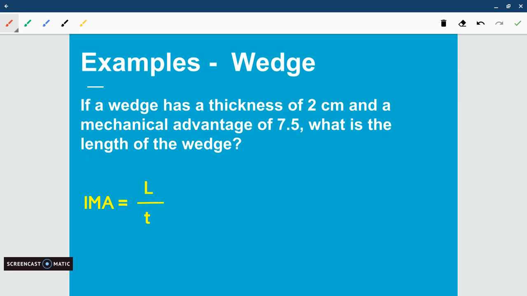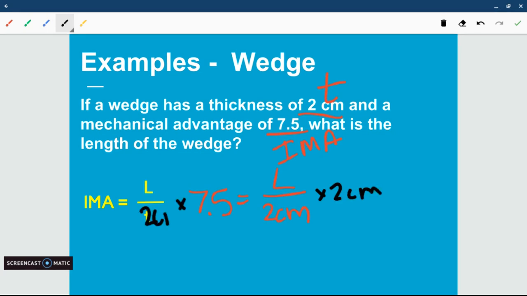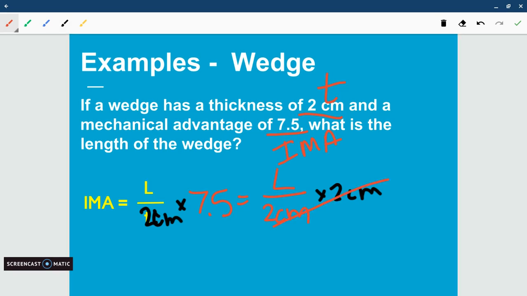What about the length of a wedge? I see that this is a thickness of 2 centimeters and an IMA of 7.5. If I use the original equation, I have 7.5 equals length over 2 centimeters, which means I would then multiply both sides by 2 centimeters. These would disappear, and I would have a length of 15 centimeters.